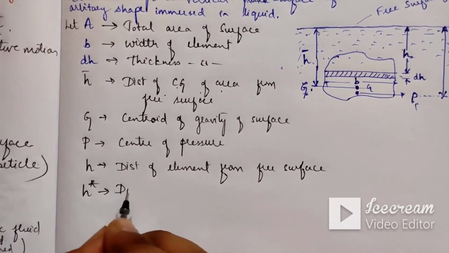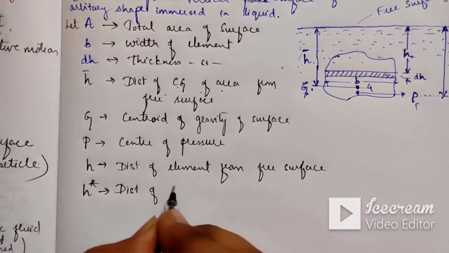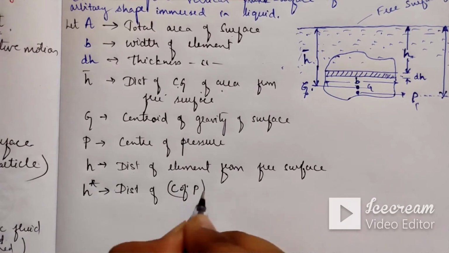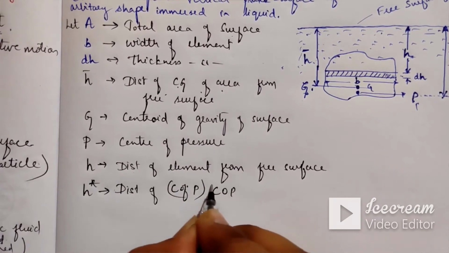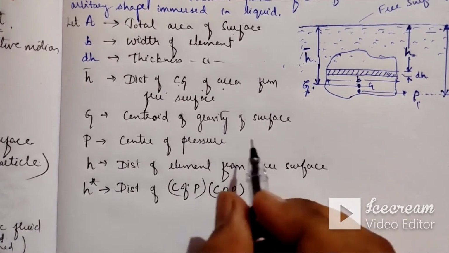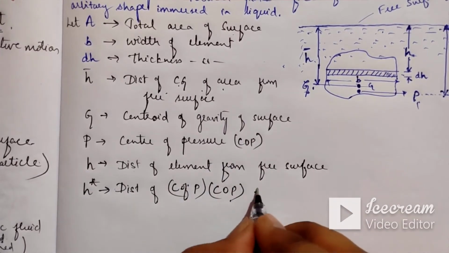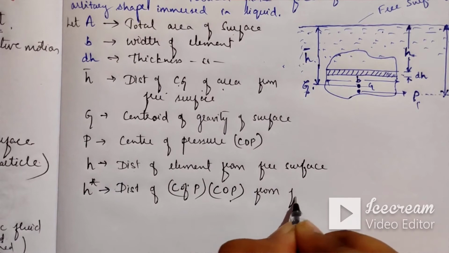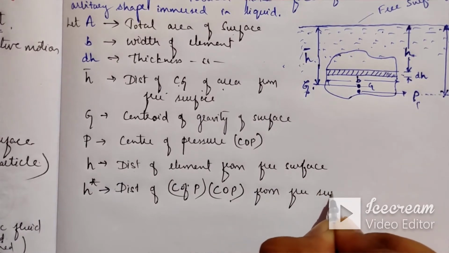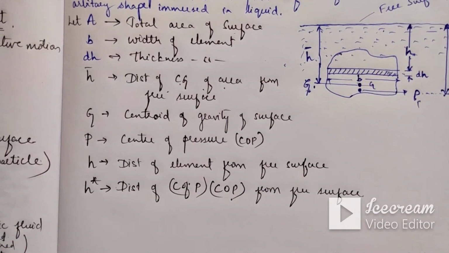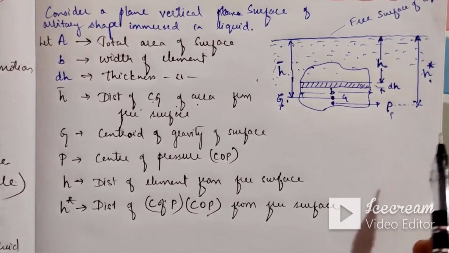What is this? This is nothing but the distance of center of pressure. I'll take it as COP. Distance of center of pressure from free surface.